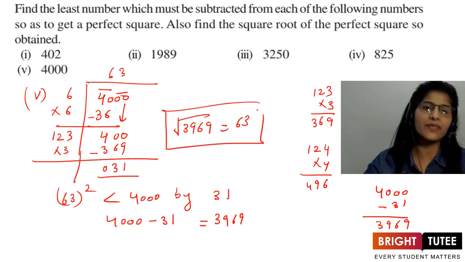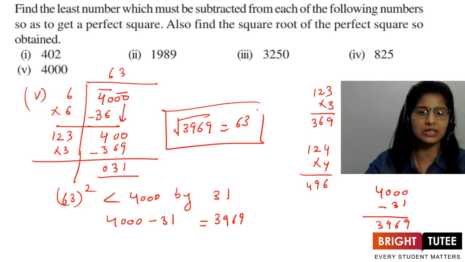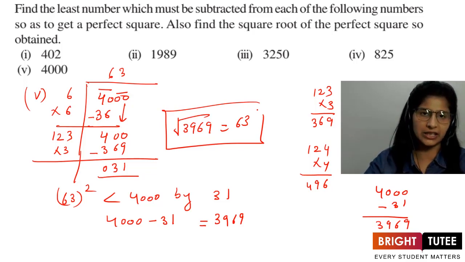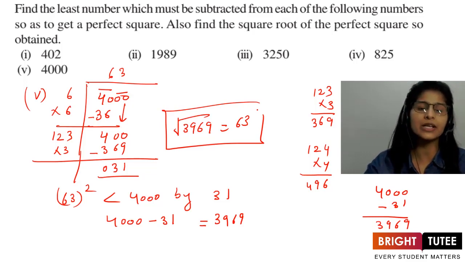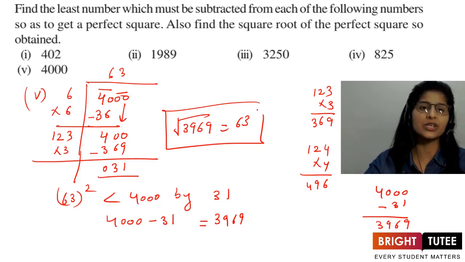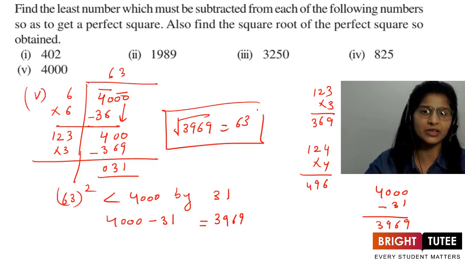Is that clear? So the perfect square number that we have got in this part, that means the fifth part for 4000, is 3969 and the square root of this is 63. I hope doing these 5 questions have given you more clarity on how to find out the least number that must be subtracted from the numbers to get a perfect square. Right? Now we have done questions on what should be added. Right? There the pattern was different. There the method was different. So let's revise that also.